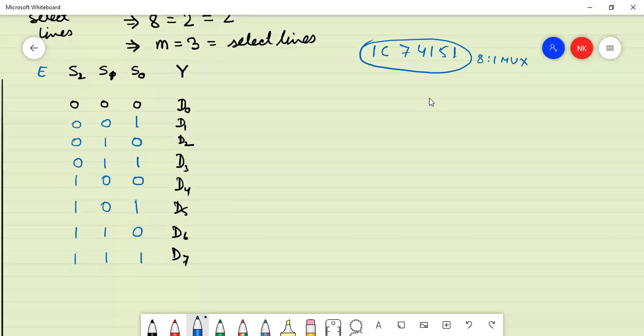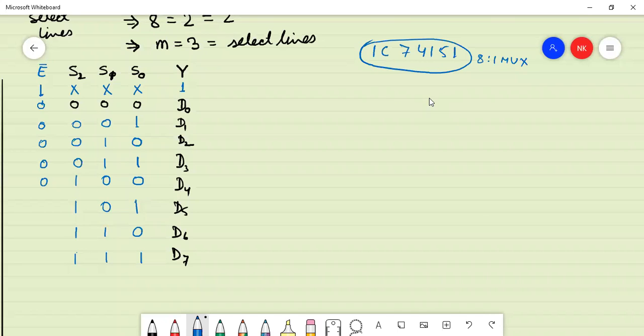So E bar is the enable input or strobe input, and it means that when this is 1, there is no need of these 3 inputs. The output will be 1 in this case. When this enable input is high, don't care about these 3 combinations, the output will be 1. But to enable all these combinations of S0, S1 and S2, the strobe input or the enable input should be 0.